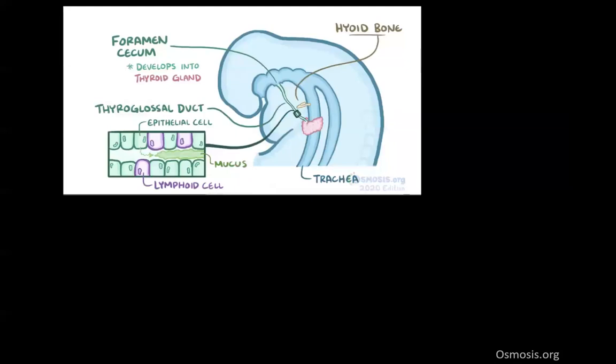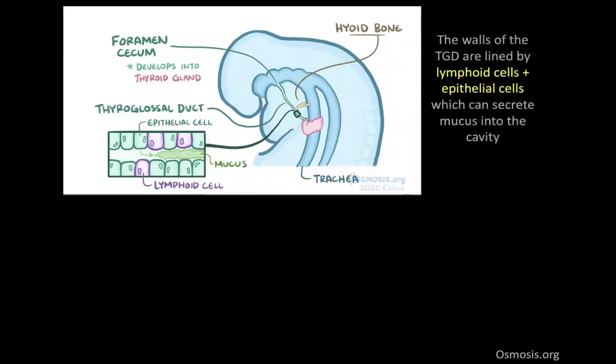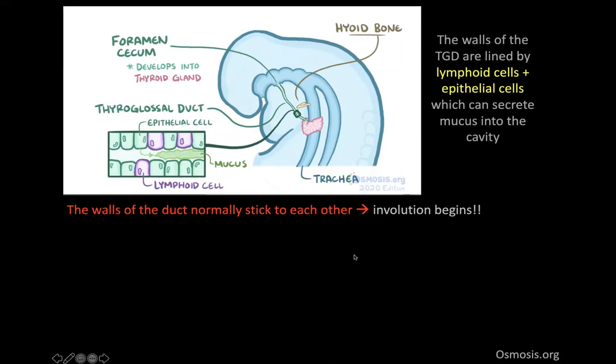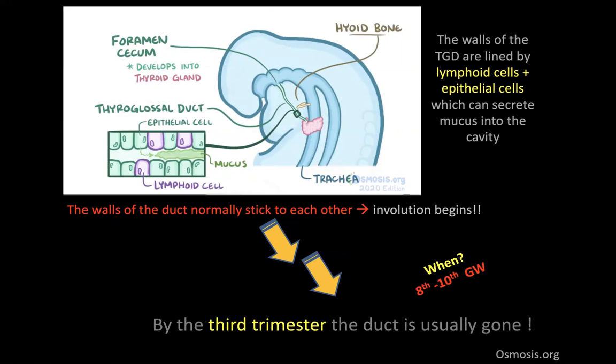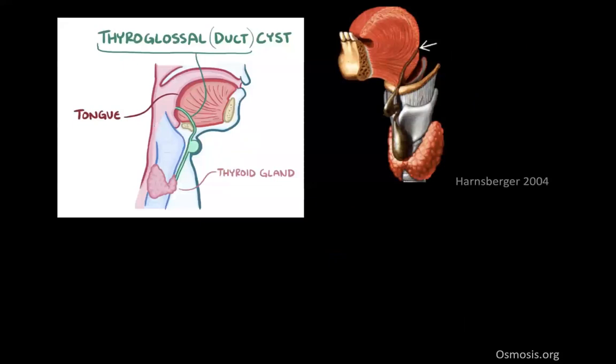How is the thyroglossal duct made? It is composed of epithelial and lymphoid cells, with the epithelial cell secreting mucus. And that's important because over time, particularly till the 10th gestational week, the walls of this duct stick to each other, so this initiates the involution. By the third trimester, the duct is usually completely gone, but if you do not have this involution, you have a secretion of mucus that continues in a duct that should not be there, and you develop a thyroglossal duct cyst.